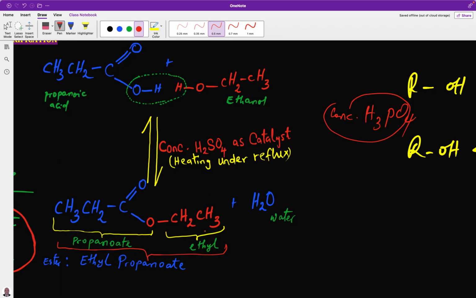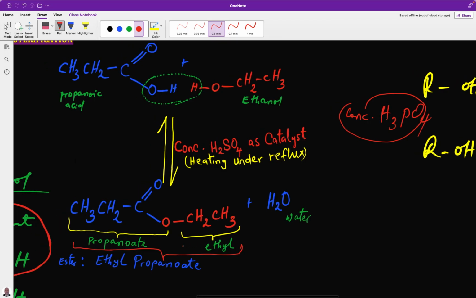So in this reaction, the first part of the name is from the alkyl group produced by the alcohol. The alkyl group produced by the alcohol is what? It is an ethyl group. The second part comes from the acid, which is propanoate. And now the name of the ester will be what? We start with the first part of the name, which is from the alcohol, and end with that part which comes from the acid. We will now say it is ethyl propanoate. Ethyl propanoate. Let's go back to our question paper.